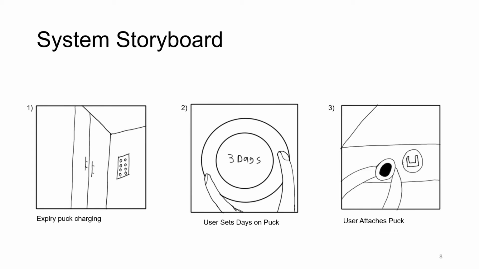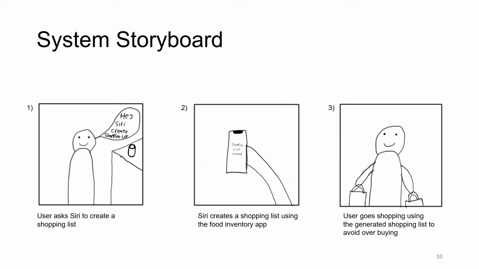System storyboard. Here I've got some pucks attached to a side of the fridge on this charging stand. The user selects one, sets the time, and then attaches it to a container. Here I've got a user using Siri to create a shopping list in the app. Then the app will give them a notification that the shopping list has been created, and the user can go shopping to prevent overbuying.